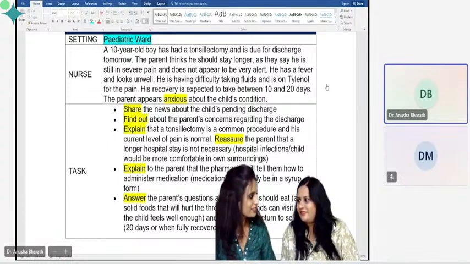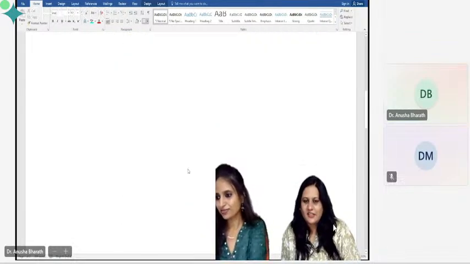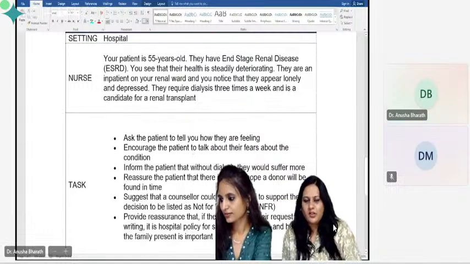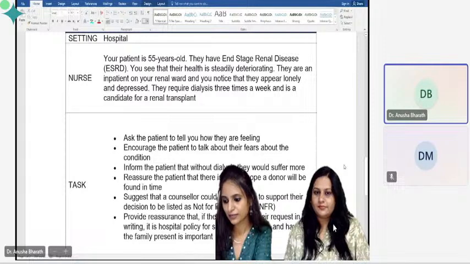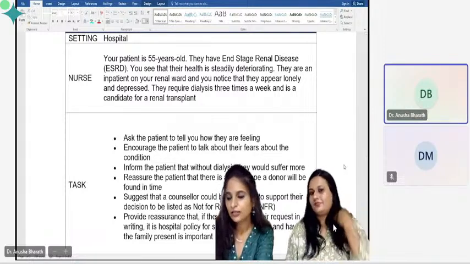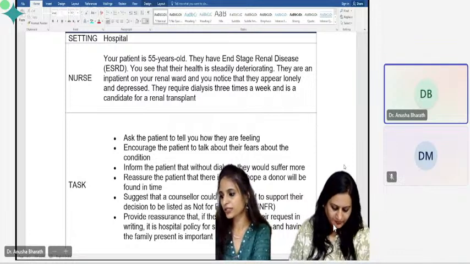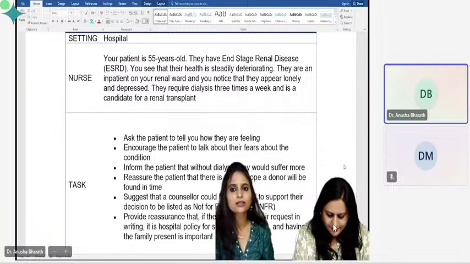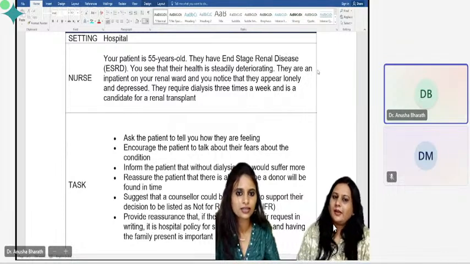Shall we look at another role play quickly? I think we will ask the viewers to get engaged here. We will do that. So you see, the setting here is the hospital and the patient. The nurse's block says, your patient is 55 years old. They have end-stage renal disease, or ESRD.